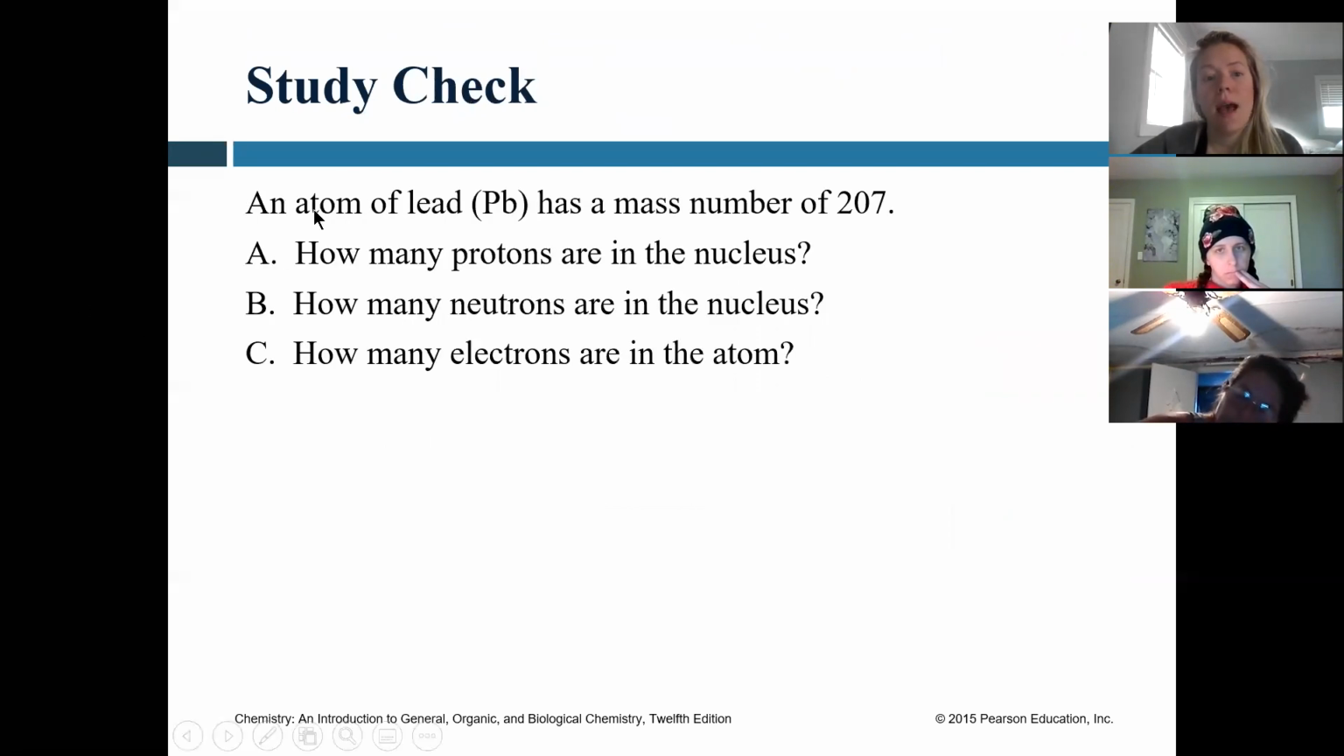So let's look at this one. An atom of lead has a mass of 207. I want you to tell me the protons, the neutrons, and the electrons. I'll give you just a minute.